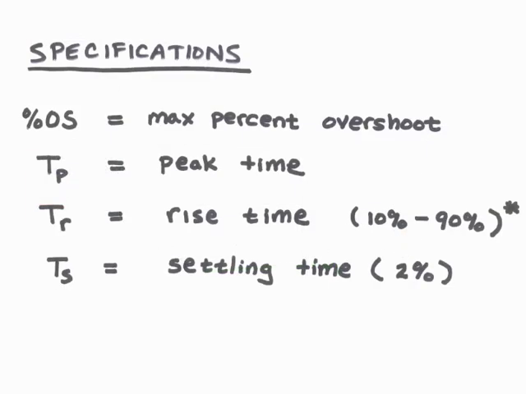So we have introduced 4 different transient response specifications for the response of a system to a step input. These were the max percent overshoot, peak time, rise time, and settling time. And you've seen that all of these are related to pole location.